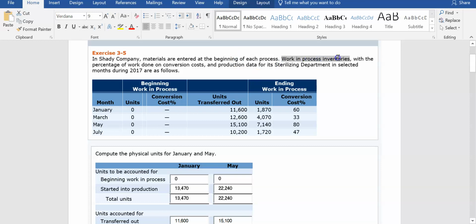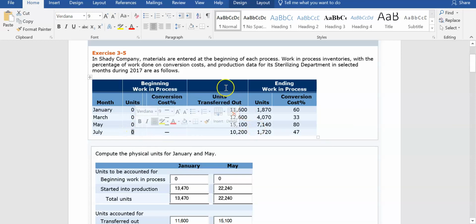Work in process inventories with the percentage of work done on conversion cost and product data for its sterilizing department during the months of 2017 are as follows. Okay, so they just gave us a few months here: January, March, May, and July. They have given us how much they had sitting in beginning work in process for each of those months. This means if they had no beginning work in process, there was no inventory that had been started on in a prior period or a prior month that hadn't been completed, because they started each month with no inventory in process.